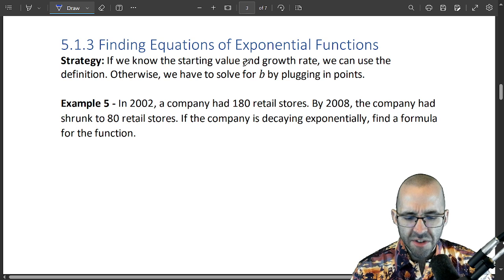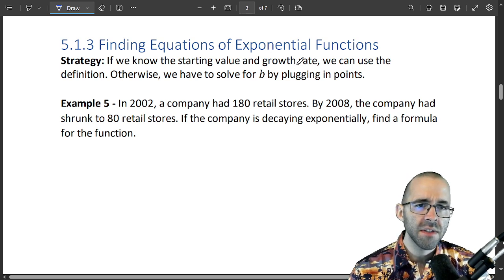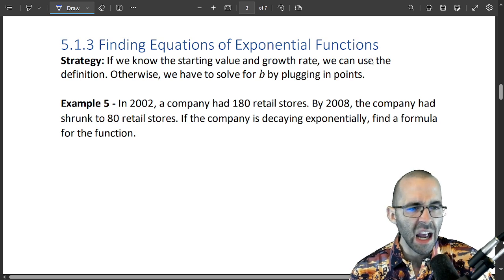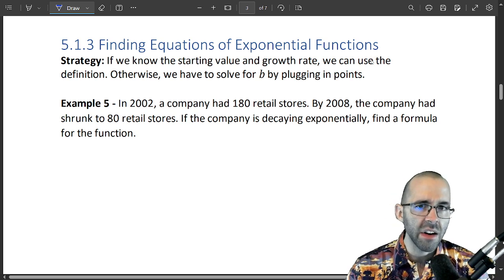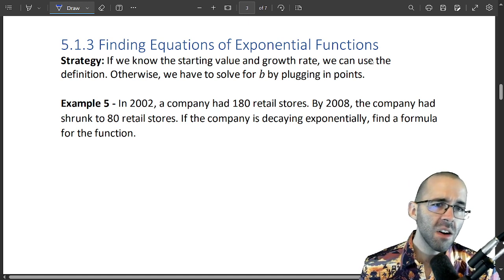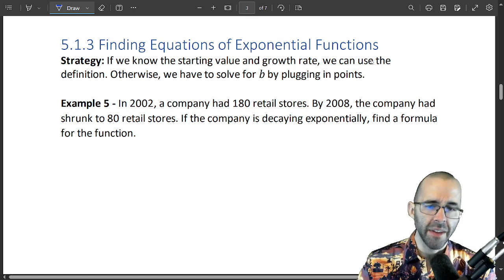So if we know the starting value and the growth rate of something, we can just use the definition, right? We just plug in what A is or what B is or R is. But otherwise, we might have to solve for B or R by plugging in points. So let's see what I mean by that.